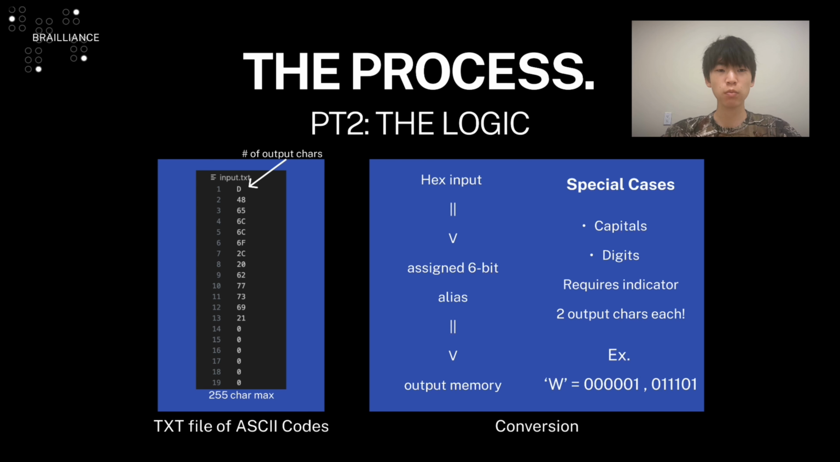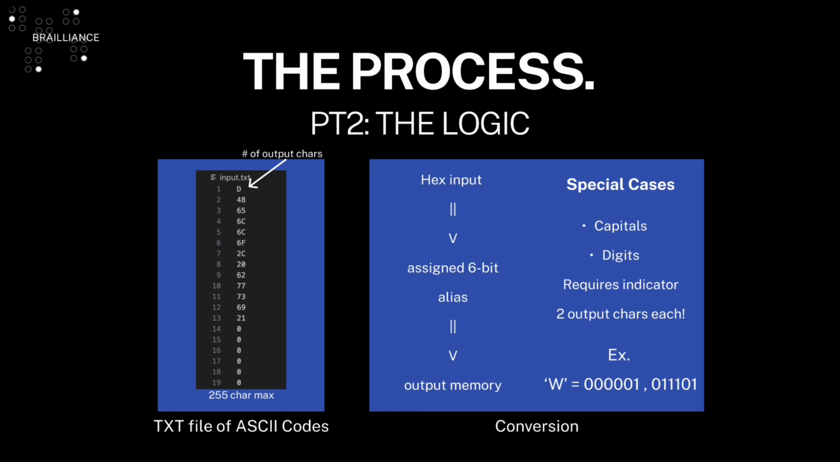Capital letters have the same Braille display as their lowercase counterparts, as well as some digits following a similar logic. For example, the number 3 and the letter C both have the same Braille output. So to differentiate a capital or a digit, an indicator character must come beforehand, as seen in the example for the capital W. This results in 2 output characters being added to the output memory from a single input hex.